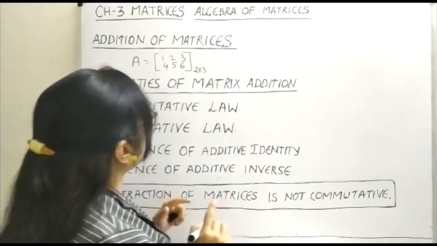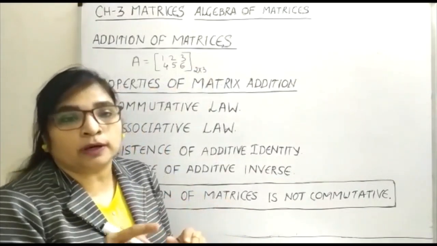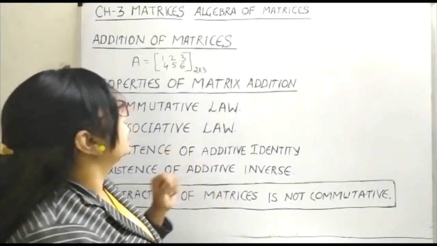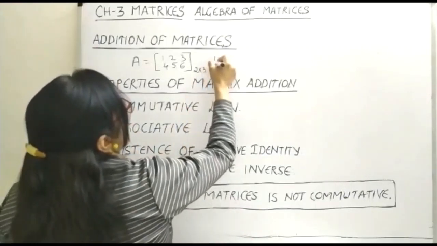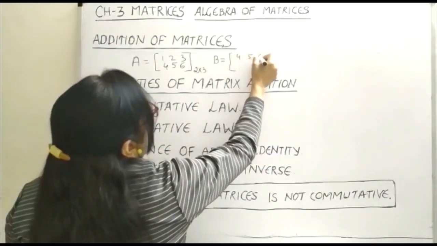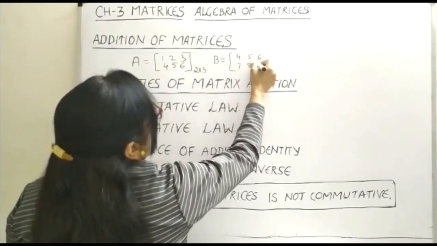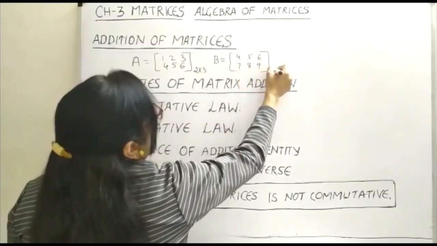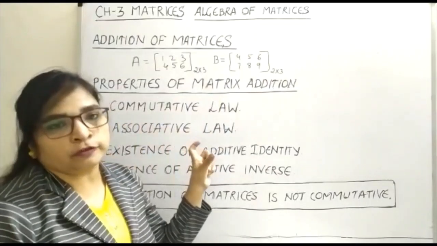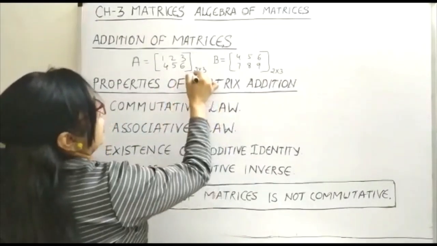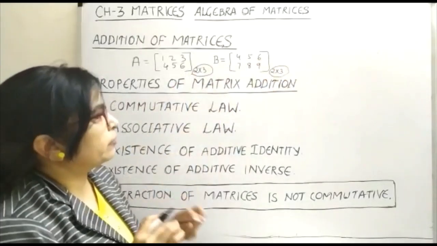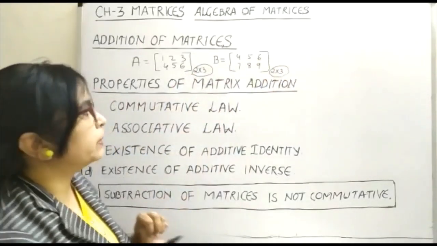Now your A matrix can be added to another matrix only if that matrix also has the order 2 into 3. Let us consider one more matrix B, like 4, 5, 6, 7, 8, 9. This is again of order 2 into 3. Now addition is possible because their orders are the same. So about addition of matrices we should be very clear that their order should be the same.